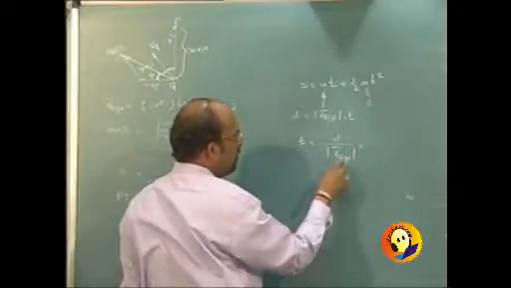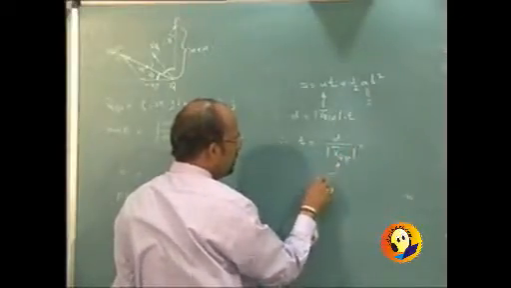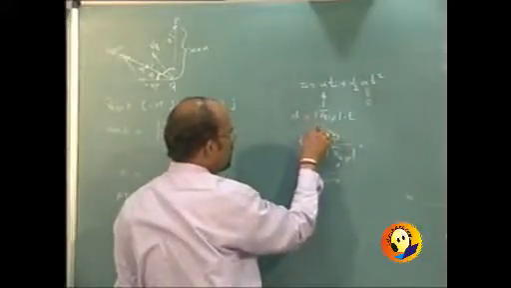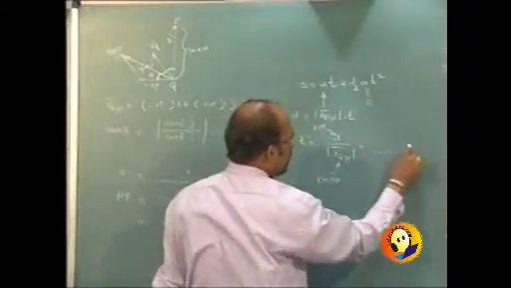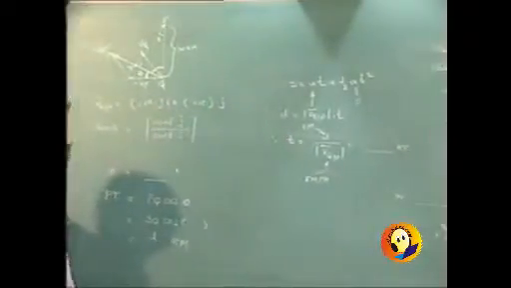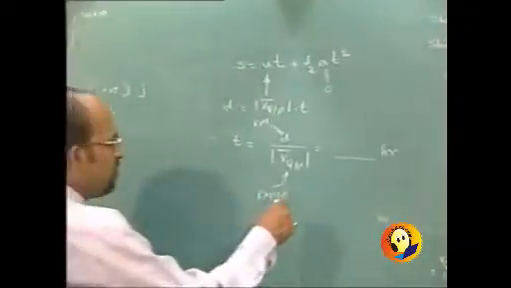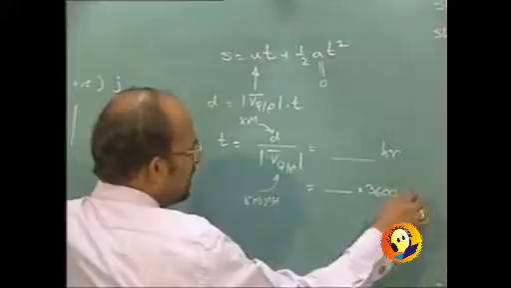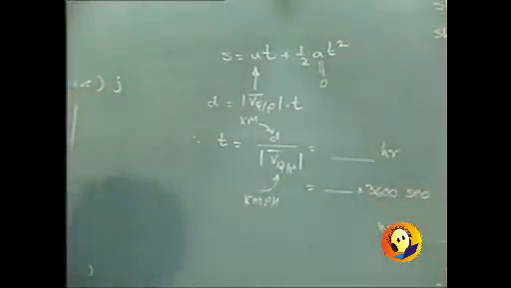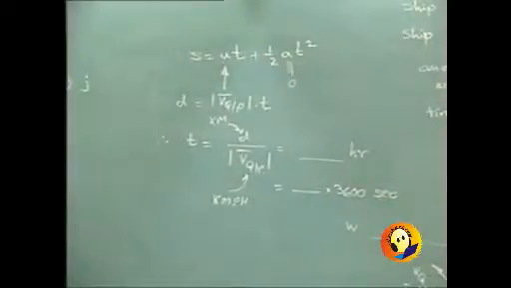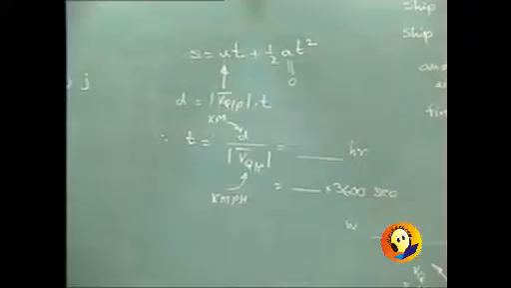But remember that VQP bar is in kilometers per hour, whereas d is in kilometers. The answer that you are going to get is in terms of hours. So these many hours. Of course, if you multiply this answer by 3600, you will get the answer in seconds also. So even the shortest distance problem can be solved.